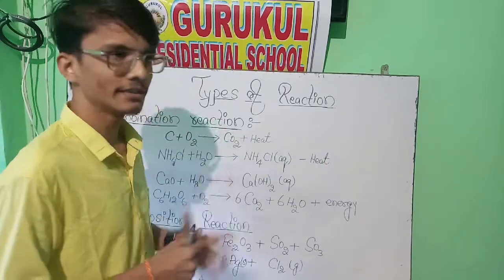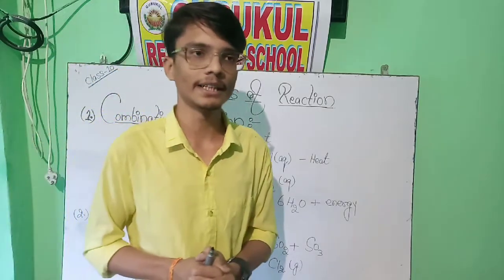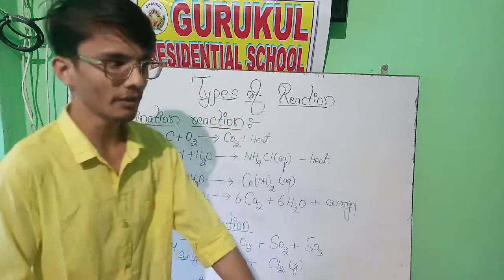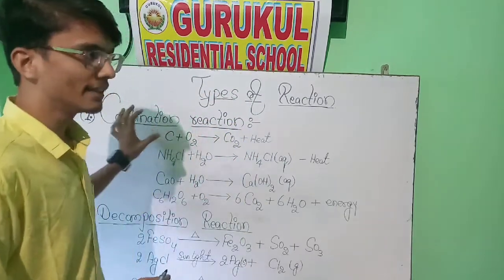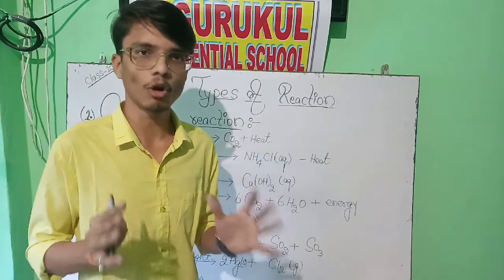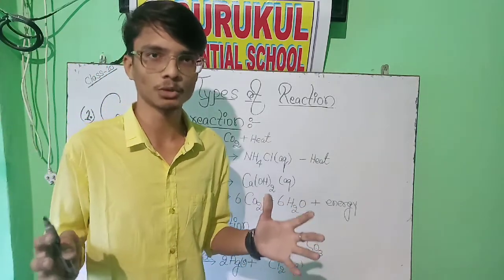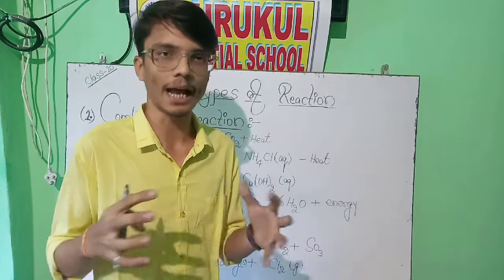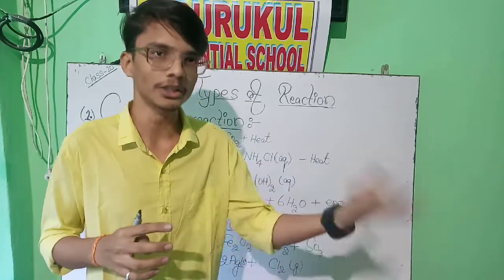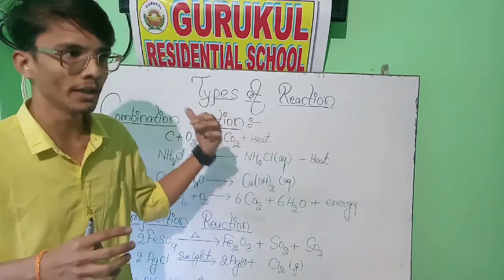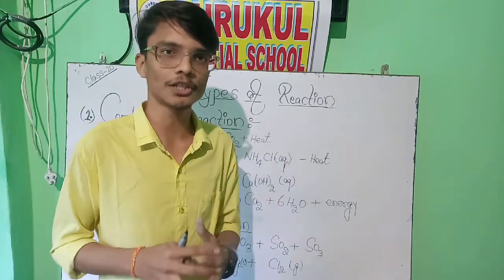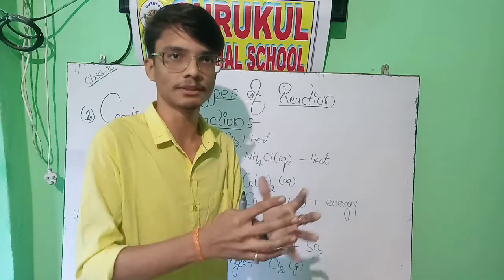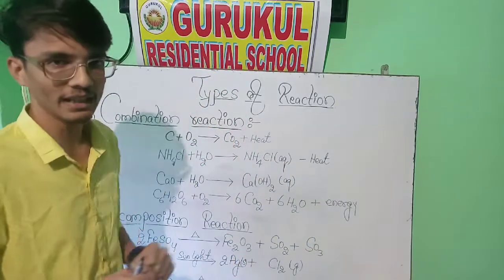So today we will discuss the types of chemical reaction. How many types of chemical reaction are there, we will see. The first type is combination reaction. The name itself is telling: combination means when two or more substances combine together, add together, and form a new substance. In chemistry, when two or more elements, molecules or compounds react together and form a new substance, this is known as a combination reaction.